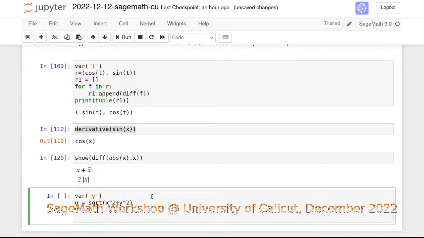Other than the origin, but what we are trying to understand is why Sage is giving this answer, that the derivative of absolute value of x is x plus x bar by 2 mod x. This actually makes sense if you are taking the derivative to the left of 0 and x is treated as a real number. This makes sense.